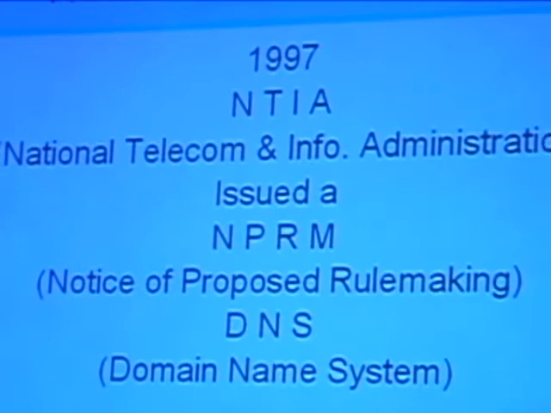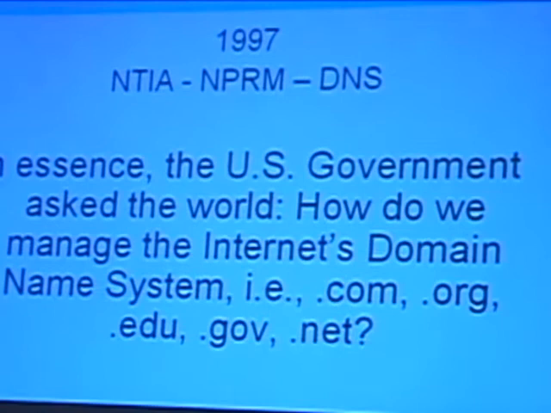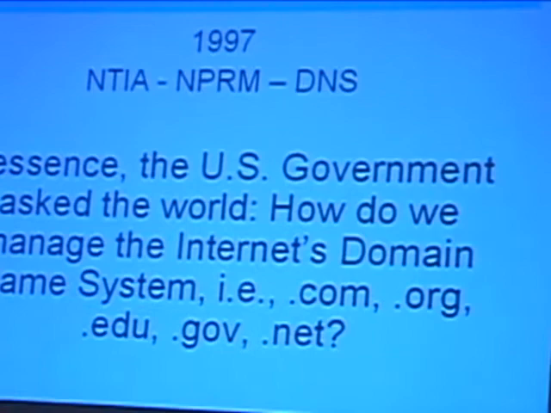But the National Telecommunications and Information Administration issued a notice of proposed rulemaking about the domain name system. If you were to put all of these alphabet soups in a bag and shake it up, in essence, the U.S. government asked the world, how do we manage the internet's domain name system, .com, .org, .edu? This was in 97, the internet was growing like crazy, they didn't know what to do with it. There were no plans, this thing just escaped from a lab, essentially. They asked, how do we manage what's there now? And how do we issue new top-level domain names?